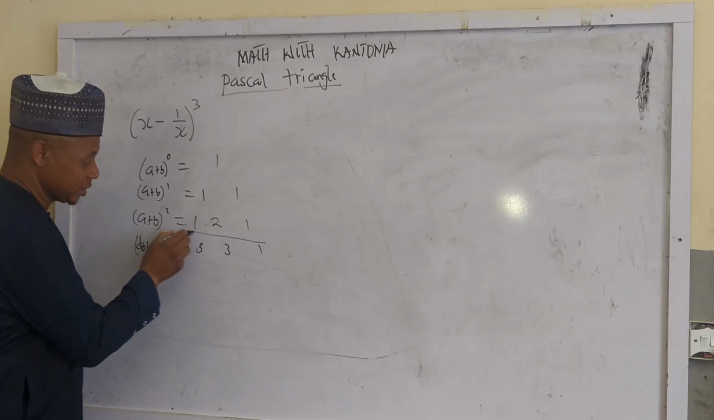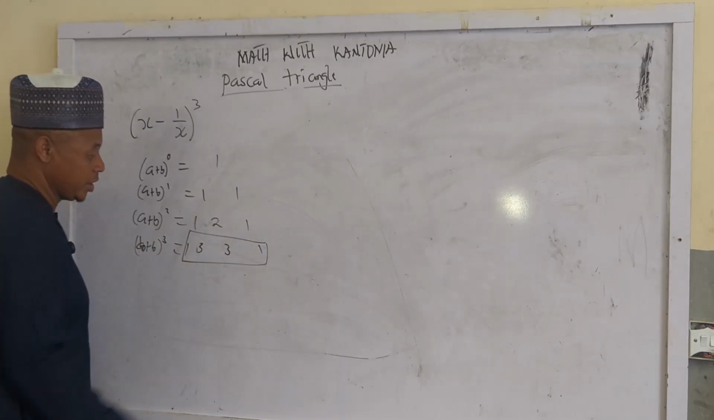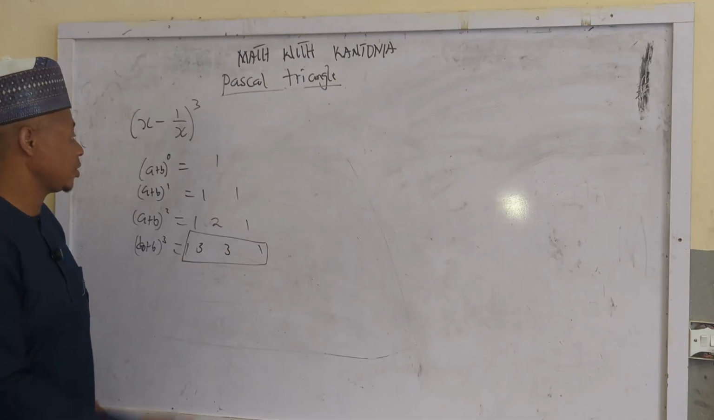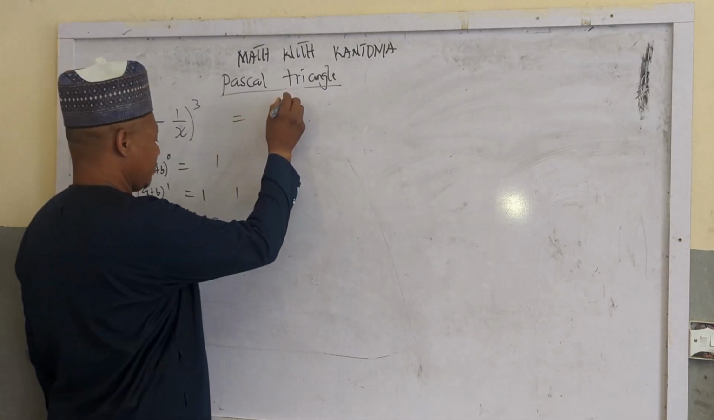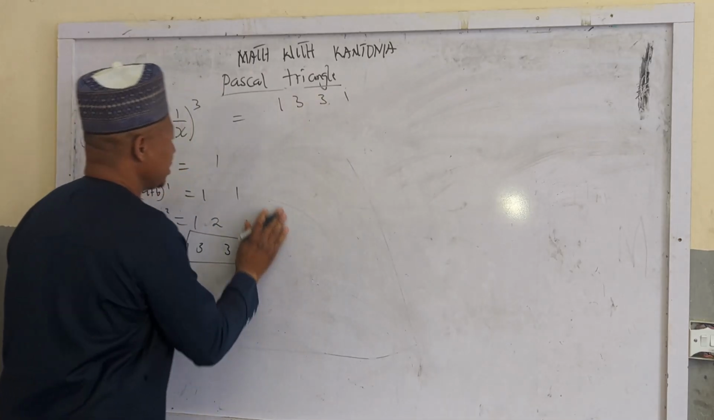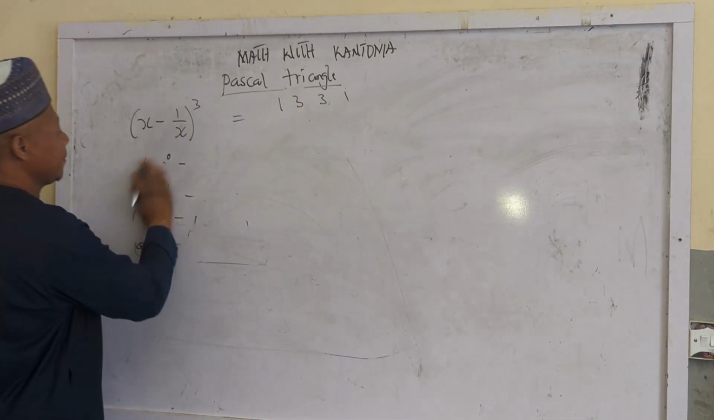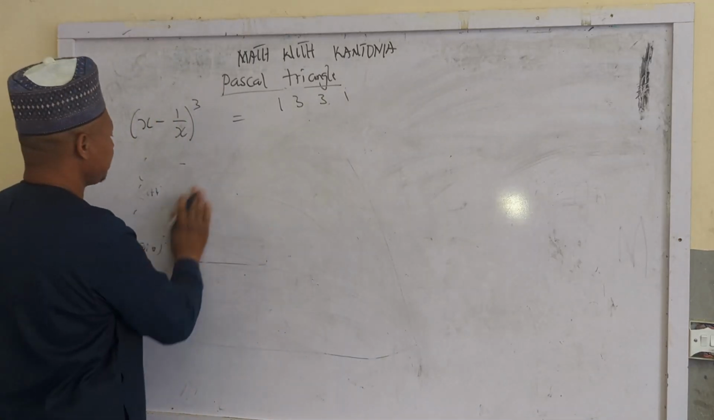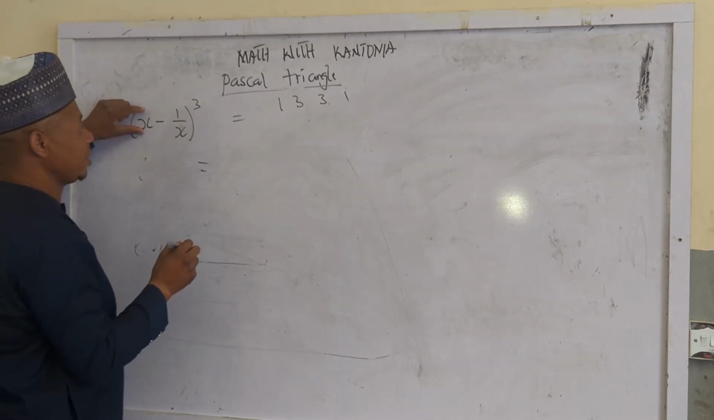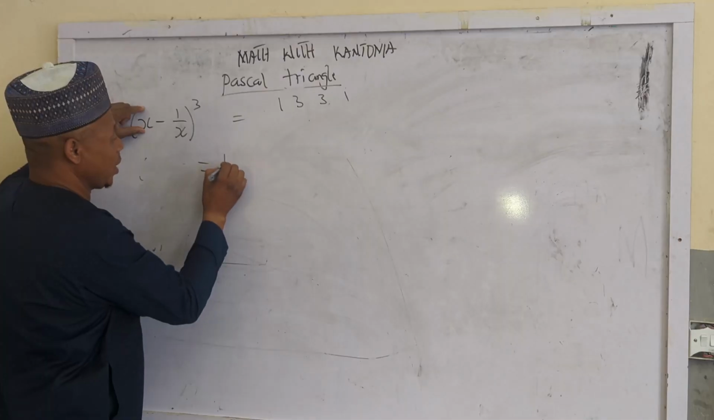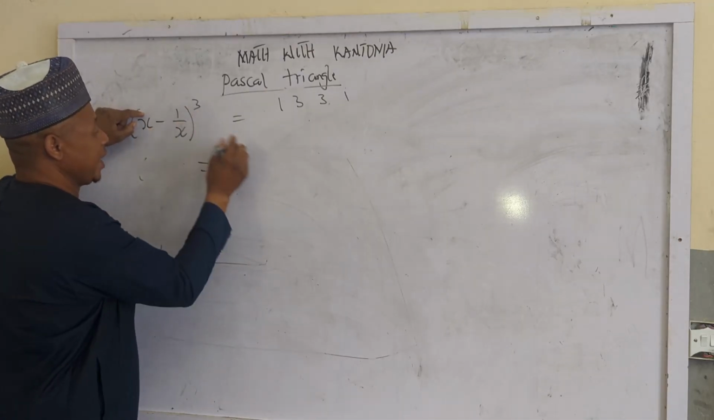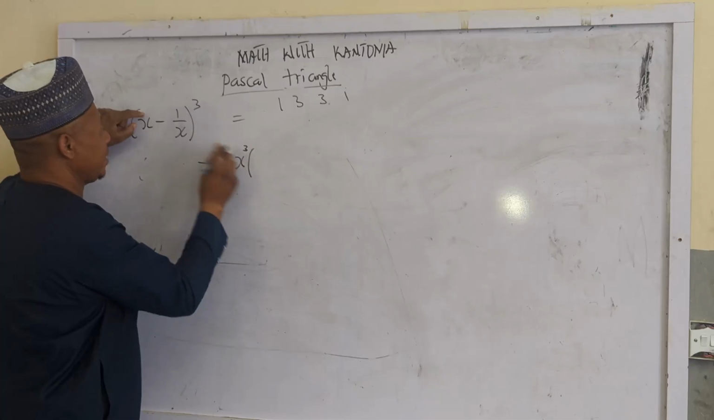So we are expanding to the power 3, and we are using this as the coefficient of the expansion. So now, using this as a coefficient, we have the coefficients as 1, 3, 3, 1. So now to expand this bracket, I will say this is equal to the first coefficient, 1, times this value x raised to the power of the highest value, which is 3, times this one.